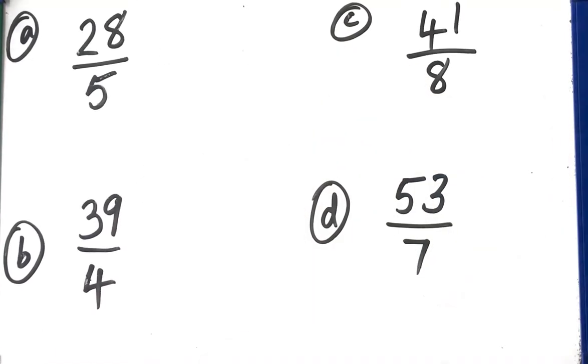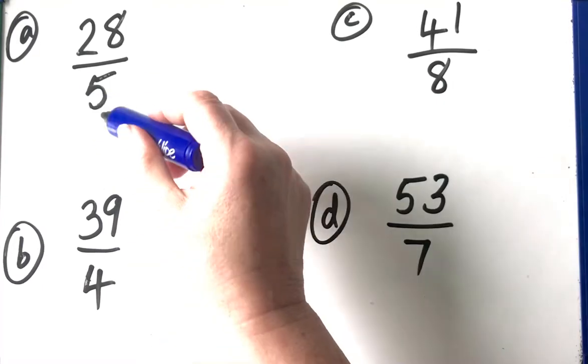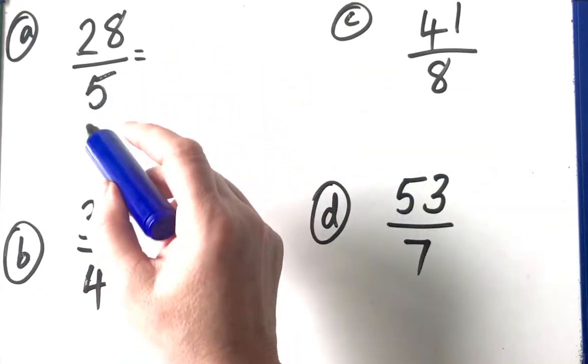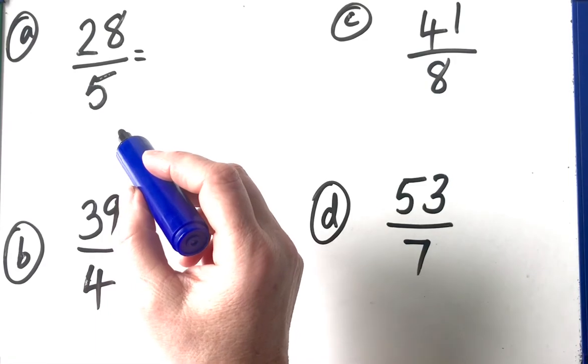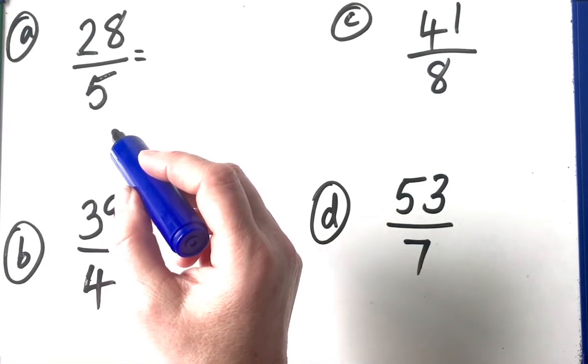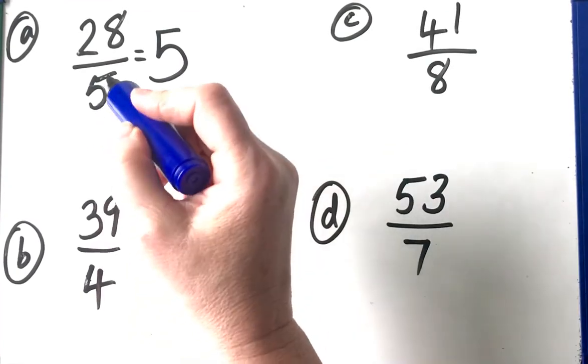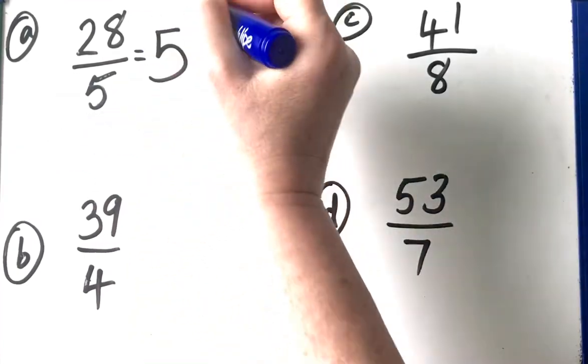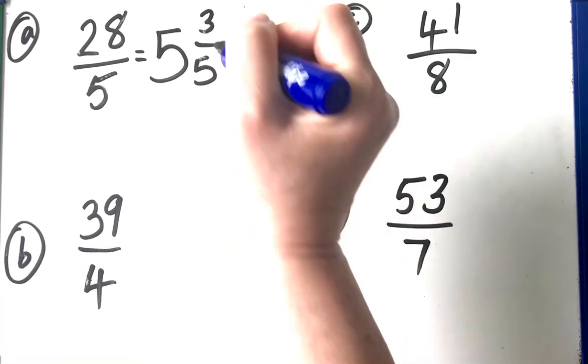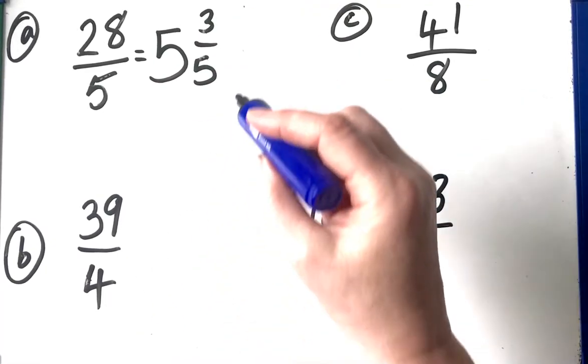Okay, let's have a look at how you got on. Hopefully you're going to get yourself 4 nice big fat ticks here. So 5's into 28, well 5 5's are 25. 6 5's are 30, so it's 5 whole ones. 5 5's are 25, 26, 27, 28, so 3/5 left over. Did you get 5 3/5? I hope so.